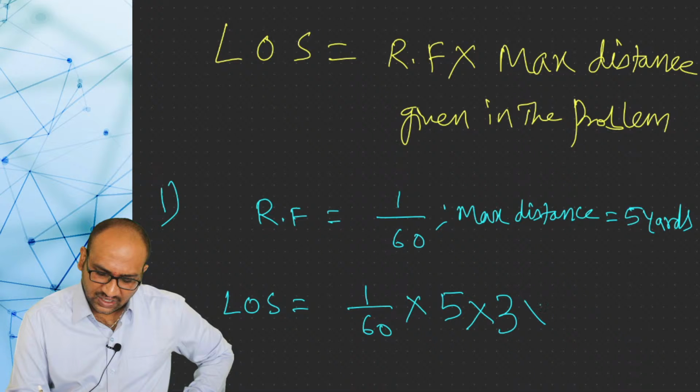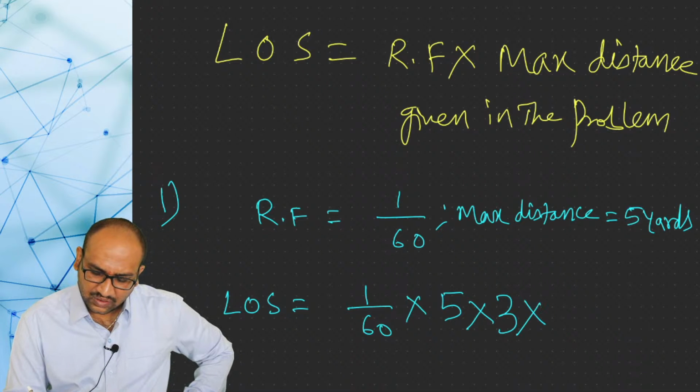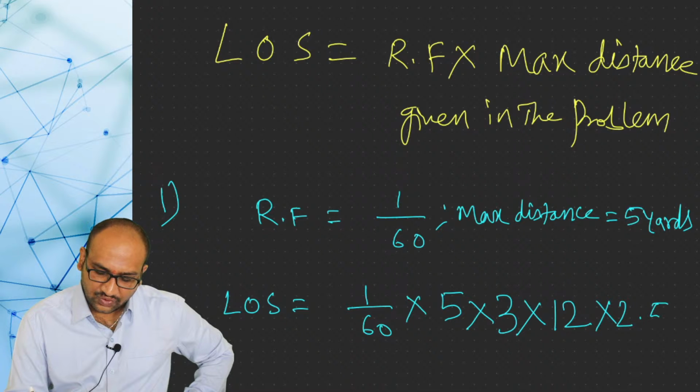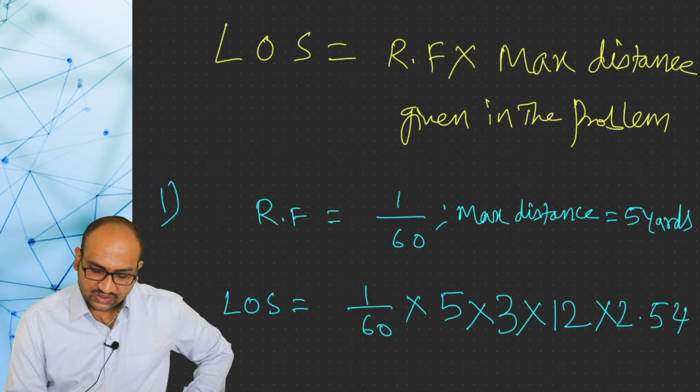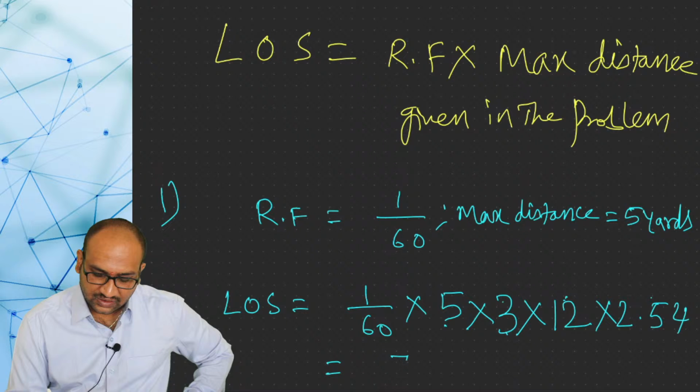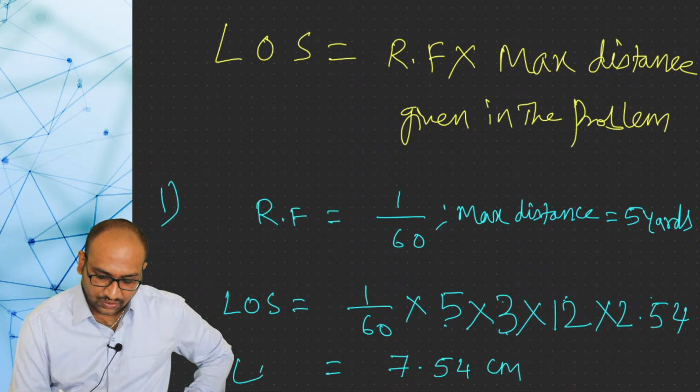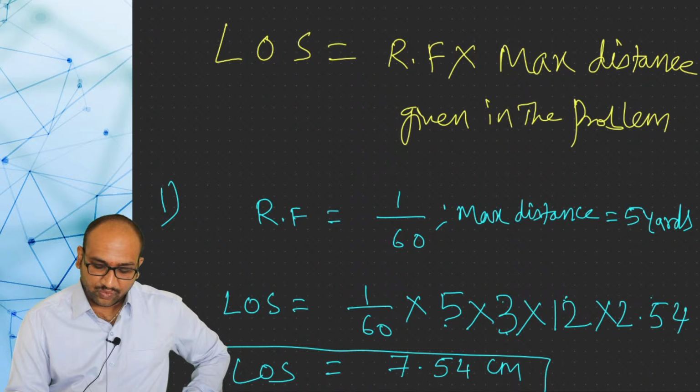1 yard is equal to 3 feet. 1 feet is equal to 12 inches and 1 inch is equal to 2.54 centimeter. Okay. First we have to convert yards into centimeters. 5 yards, 1 yard is equal to 3 feet. 1 feet is equal to 12 inches. 1 inch is equal to 2.54 centimeter. Now the length of scale is 7.54 centimeter. Like here we have reduced 5 yards into 7.54 centimeter.